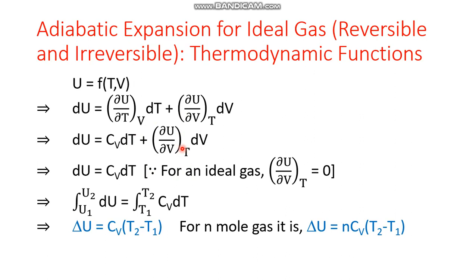Now for an ideal gas, from Joule's experiment, we know that (∂U/∂V)_T equals 0. Therefore this whole term is 0. That means dU becomes Cv dT. Now let's integrate both sides by giving limits.